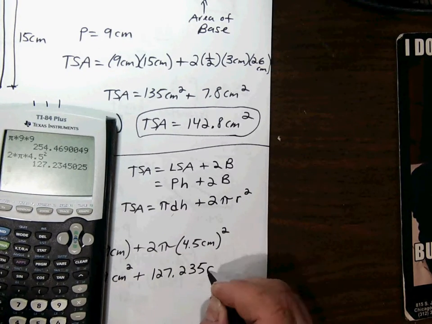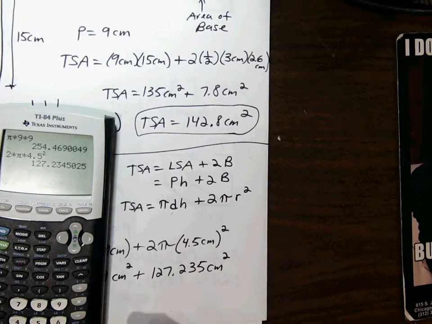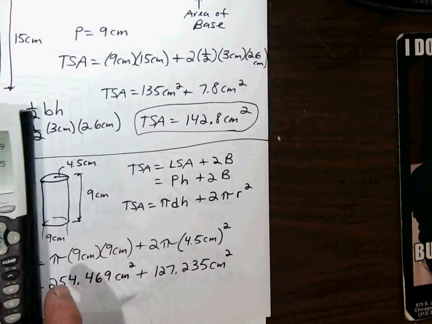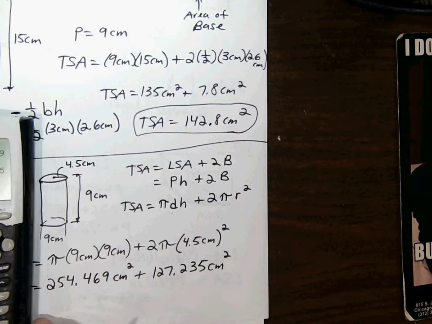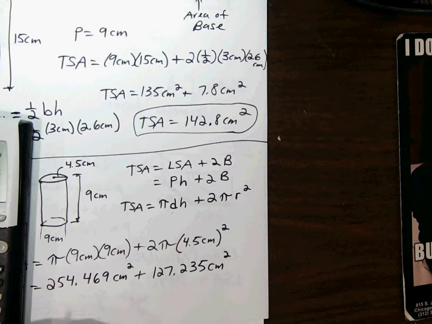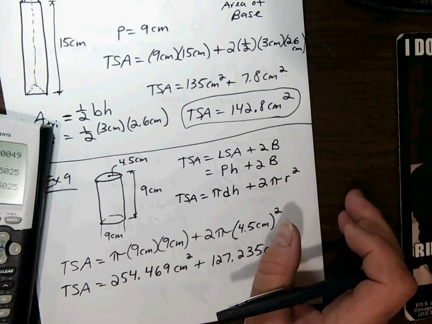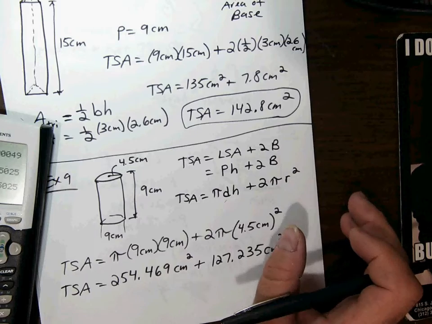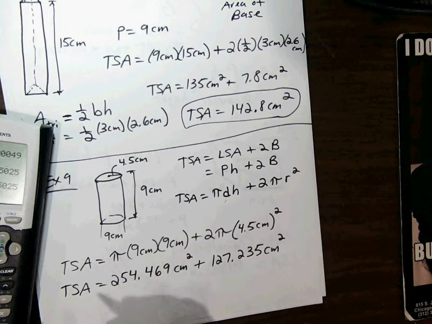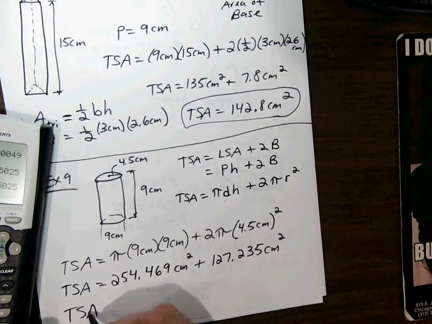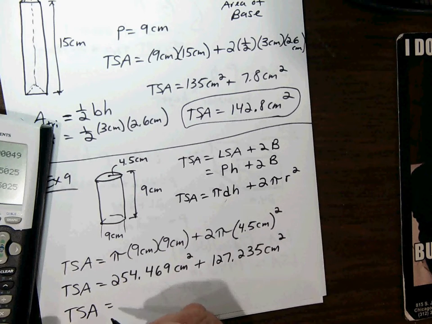235 centimeters squared. Okay, now I need to add these two things together, plus 254.469 equals. How are we told to round this? We were not told, but they're rounding it to the nearest tenth, so we'll do that also. Total surface area equals, wait a minute, what do they do? I was looking at the wrong problem. Ooh, they round it to the nearest whole number.